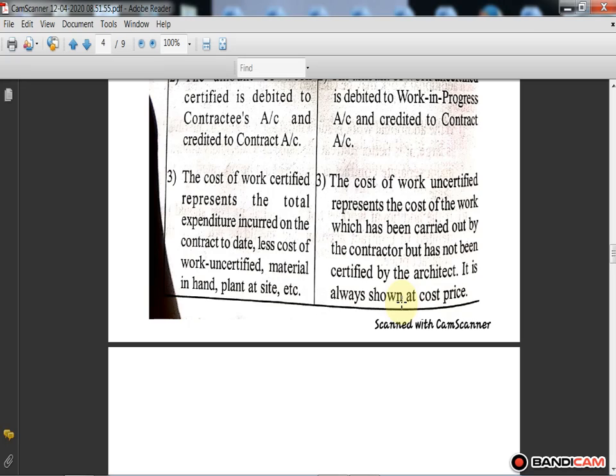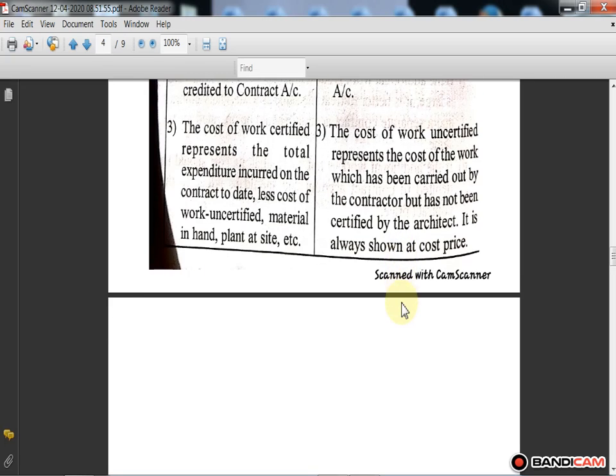So the cost of work certified may be calculated as expenditure incurred on the contract to date, minus cost of work uncertified, less material in hand, plus plant at site, etc. Whereas the cost of work uncertified represents the cost of the work which has been carried out by the contractor but has not been certified by the architect. It is always shown at cost price.